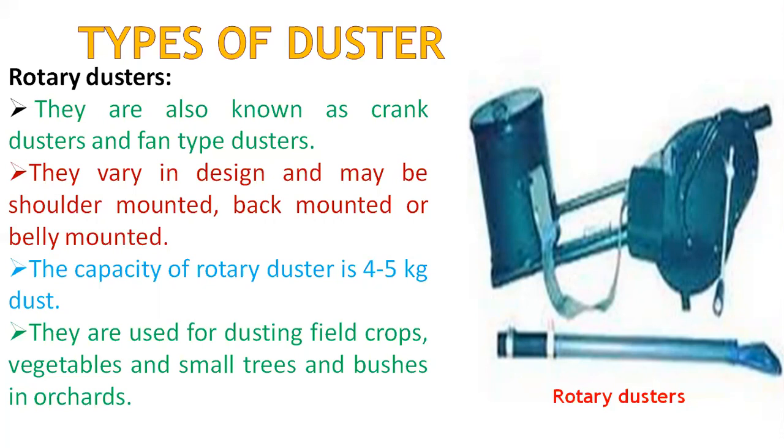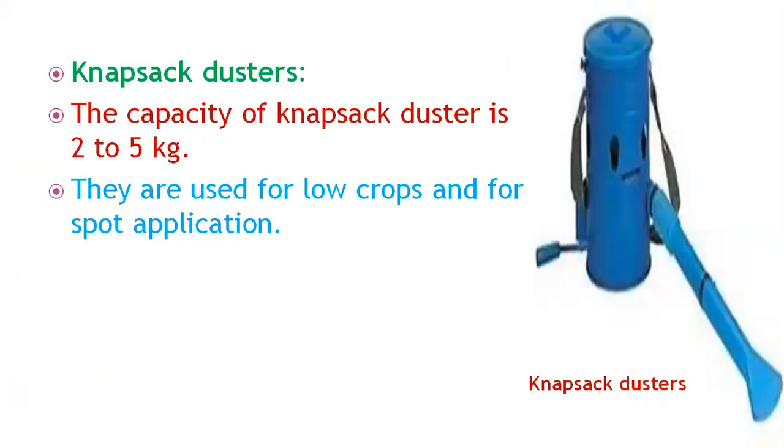Generally this rotary duster is used for dusting field crops as well as vegetables, small trees, and some bushes in orchards. It produces a steady, even cloud of dust when the crank is turned at a uniform speed as the operator moves along. The hopper is provided with a mechanical agitator and feeding mechanism. That is the overall information on this duster.